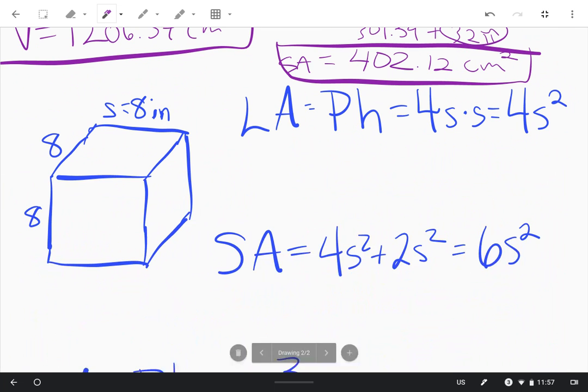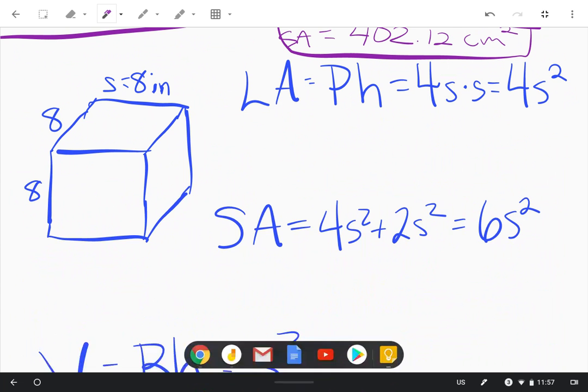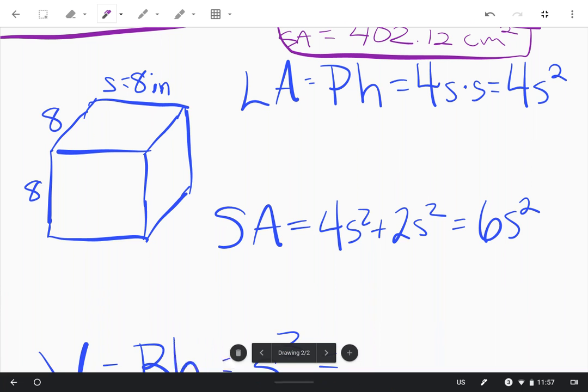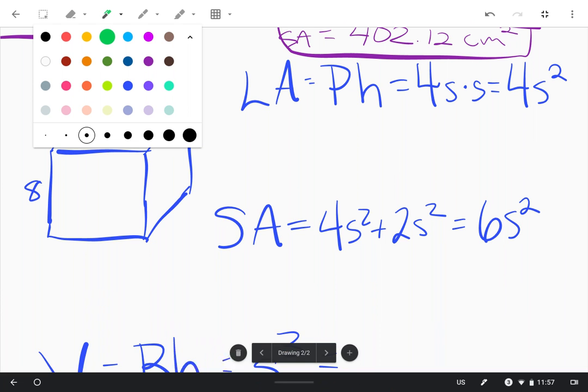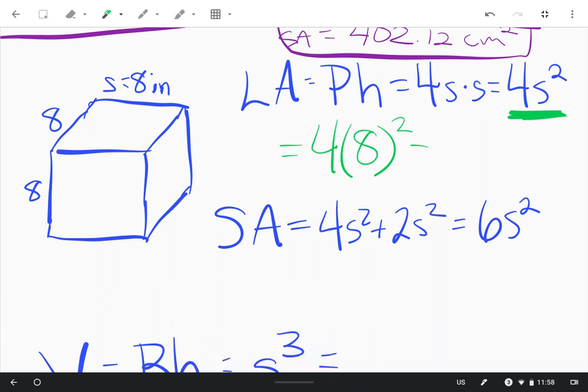So this would be the kind of cube that we have. I'm just going to kind of work this one out for you. This is our formula, and I've simplified the lateral area formula to just be 4s squared. So 4s, which is 8 squared. 4 times 64, which is 256 inches squared.